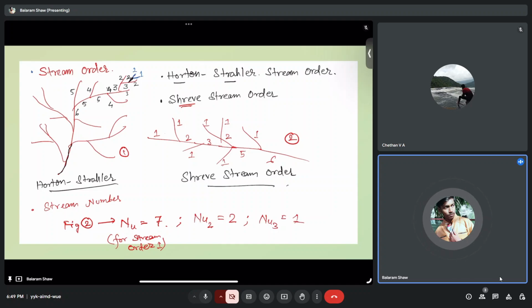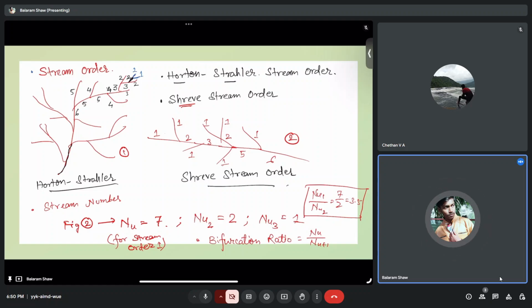Then we have bifurcation ratio. What is bifurcation ratio? Bifurcation ratio is defined as the ratio of the stream numbers of a given stream order to the next order. So let's say if it is first order, then u plus 1. So bifurcation ratio can be Nu1 by Nu2. That will become 7 by 2, that is 3.5. So these are necessary. Why? To understand the characteristics of the catchment and so on.